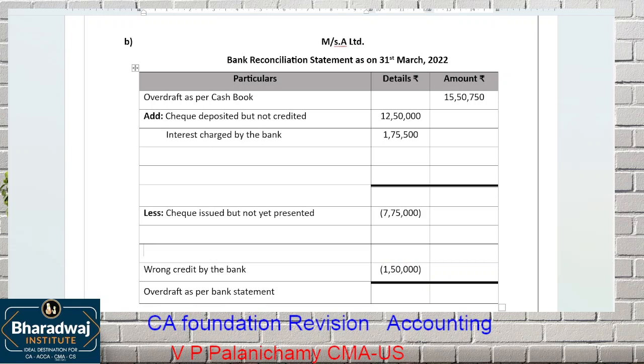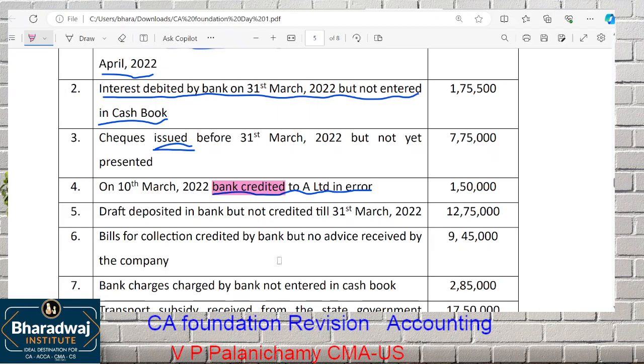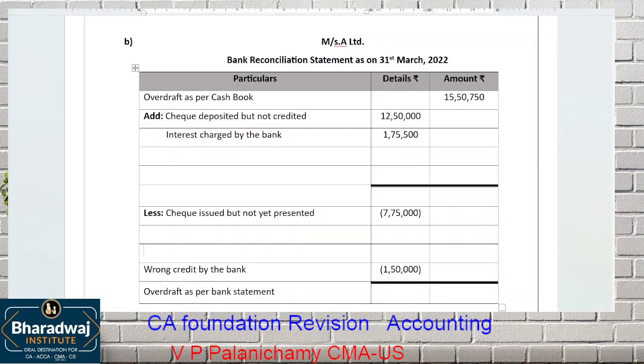Bank has credited. Bank has added. Let us also add it. But OD starting point, what do we do? Minus. Next. Draft deposited into the bank but not credited till 31st March. While depositing, what would we have done? We would have added. Whether the banker has added? No. So we should reduce it. But since OD is the starting point, we add back.